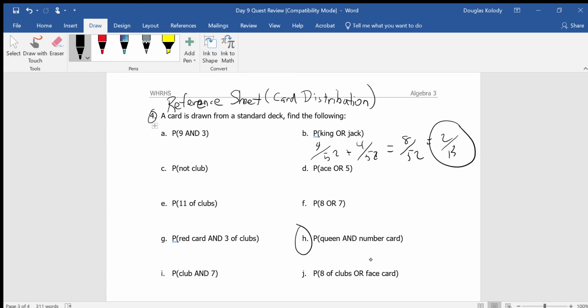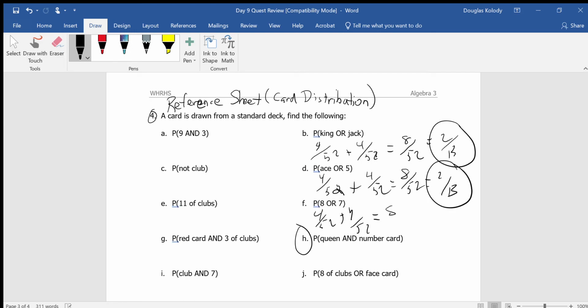An ace or a 5, 4 aces in the deck out of 52, plus 4 5s out of 52. Can't be an ace and a 5 at the same time, so once again, that's 8 out of 52, which is 2 over 13. An 8 or a 7. This seems to be getting a little redundant. Once again, there are 4 8s plus 4 7s, and there's nothing to subtract, so that's once again 8 out of 52, or 2 out of 13.